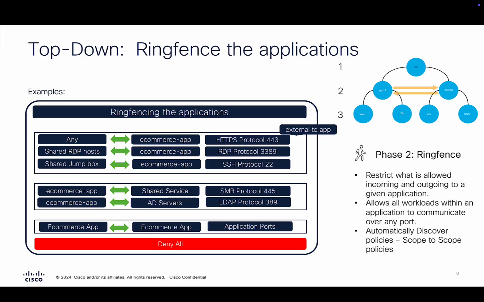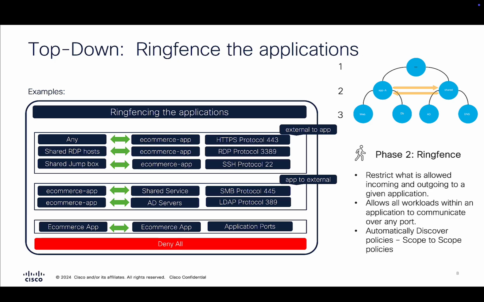Likewise, the second area would be what is that app or group of workloads allowed to talk to outside their own scope. So DNS servers, DHCP servers, AD, certificate authority, and whatnot. So that's my second section of policies, app to external.